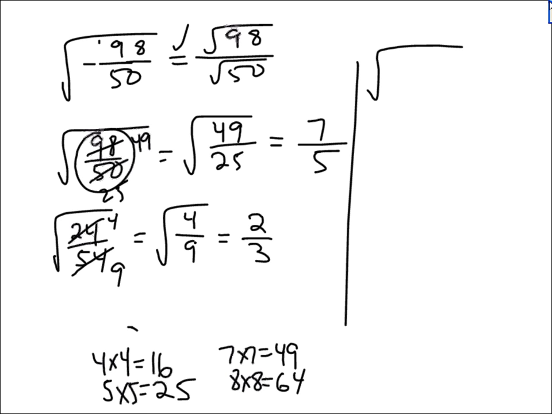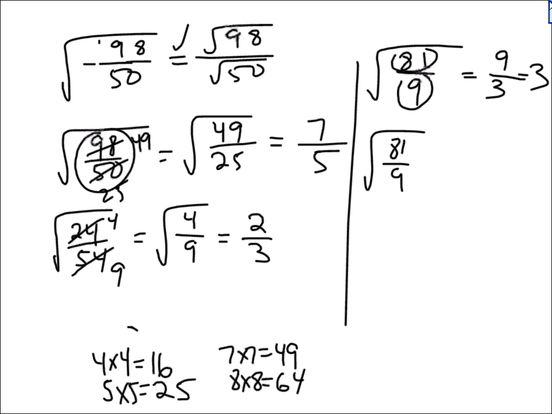For example, if you have 81 over 9, fine. Here's the square root of 81. The square root of 81 is 9. The square root of 9 is 3. And 9 divided by 3 is 3. You could have said 81 divided by 9 is 9.